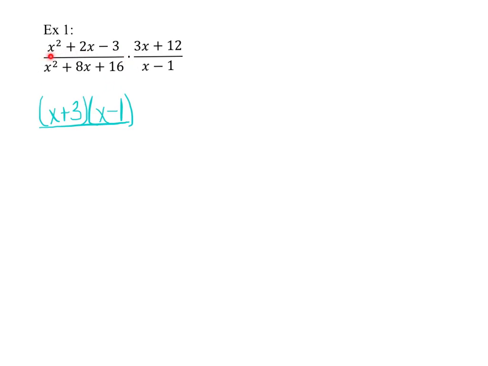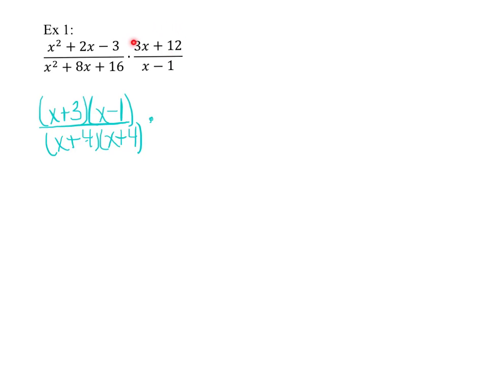Now we're going to take a look at the denominator. So what two numbers multiply to 16 and add to 8? Well, 4 and 4. So it's going to be x plus 4, x plus 4. Now we're going to move on, so it's being multiplied still. Now we're going to move on to the second rational expression.